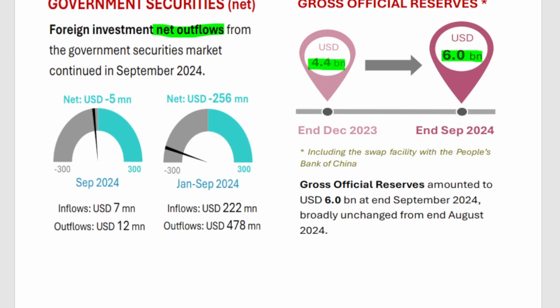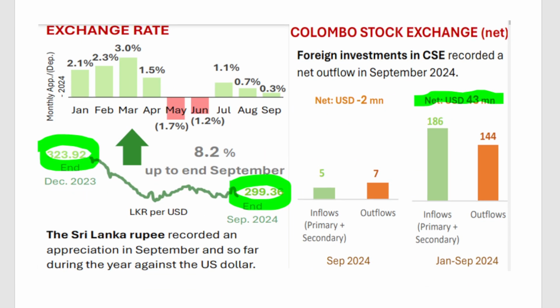In the case of the government security market, we can identify a net outflow of around 256 million USD. However, this is being partly set off by net inflow in our CSE investments. In the case of official reserves, it has been recorded at around 6 billion USD with the swap facility of the People's Bank of China, and that's a good sign, and we need to focus more on accumulating foreign reserves.